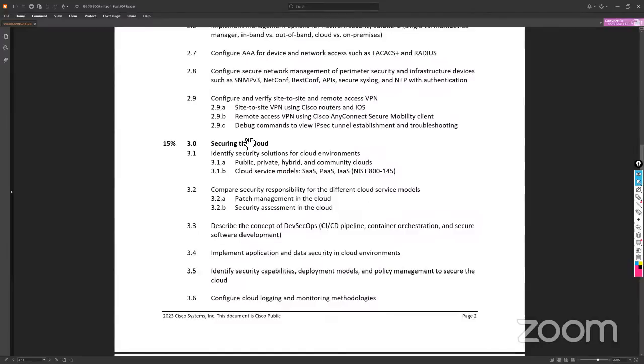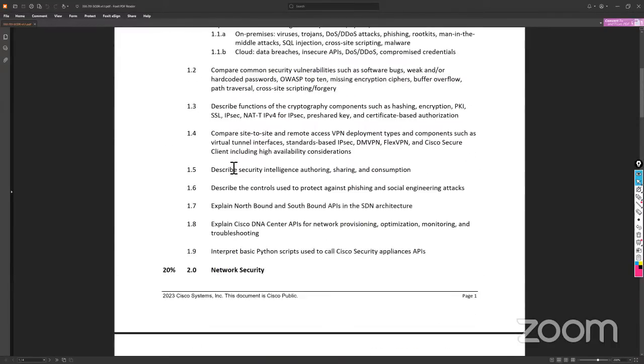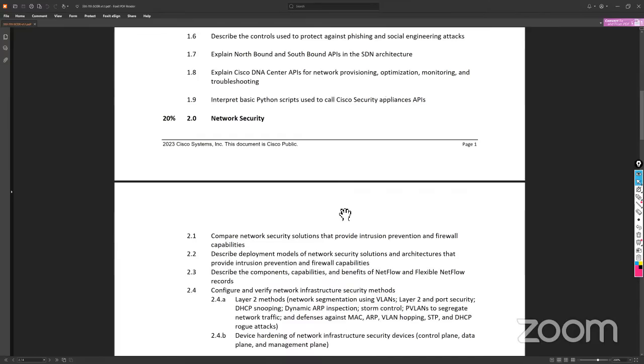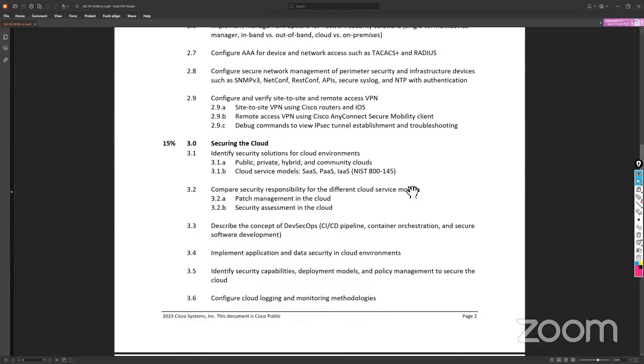So similarly, we'll have securing the cloud. These two sections are kind of high weightage: you're going to see 25% for this and 20% for network security. Securing the cloud is a bit less, just 15%. There is just a single implement and a configure here: configure cloud logging and monitoring technologies. This is where we talk about StealthWatch Cloud.